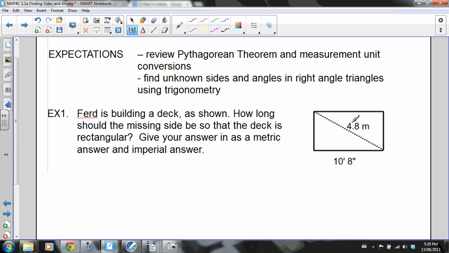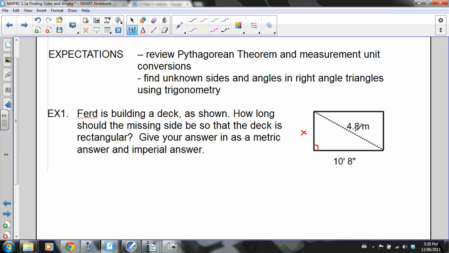Notice this is particularly silly because the diagonal of the deck is in meters, and the one side, the length of the deck I guess we could call it, is in imperial. So it's a bit silly, but that's okay. These things happen in math class, don't they? We have to change them both to the same unit so we can use, I think we're going to use the Pythagorean theorem, right? We want to know how much this side is worth so that it's rectangular, so that this is a right angle triangle.